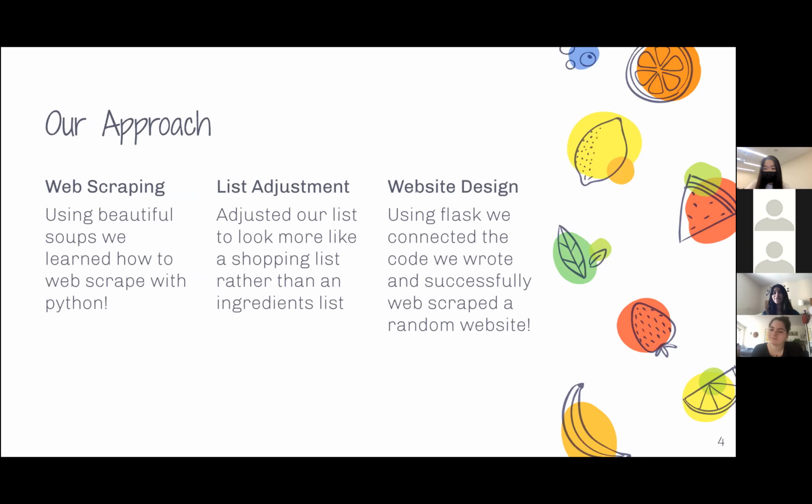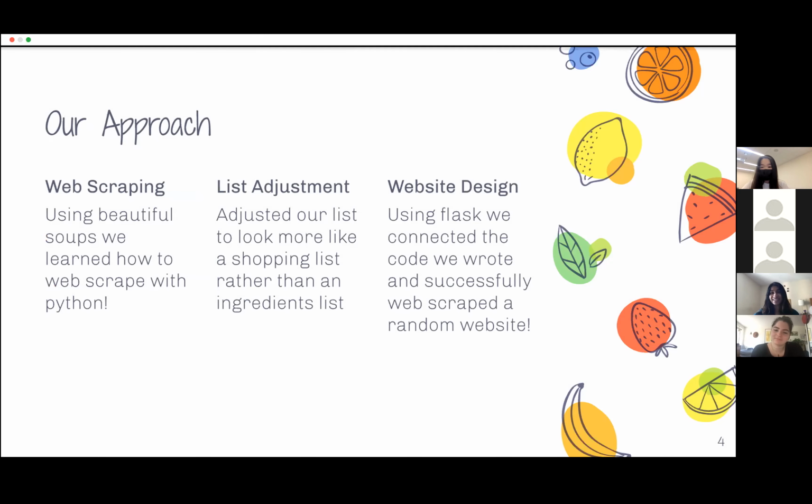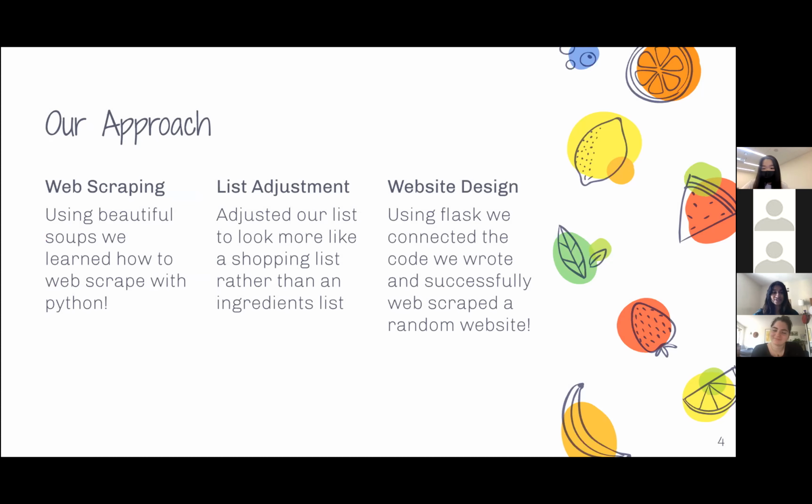So basically how we approached this was step one, we decided to create a web scraper. So we used the Beautiful Soup library and Python, we learned how to web scrape. And then we had to adjust our list so it looked more like a shopping list rather than just a large string list of ingredients. And then we're currently working on creating the website design. So we're using Flask and we are creating a web page to store all of our information.